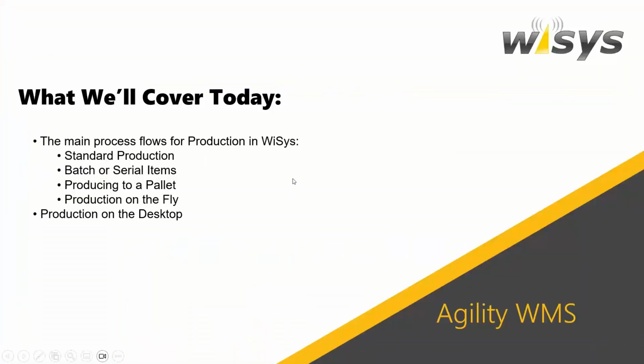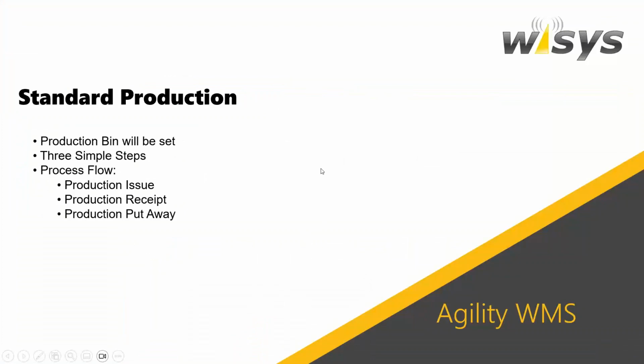So before we do so, let's jump back to the PowerPoint here. So for our standard production process, typically we recommend setting a production bin. That's how I'm going to do the standard and the batch or serial tracked item process today. When we talk about a production bin, we set that in WiSys in your Agility settings. I'll show you that. And what it does is it basically forces that bin in whenever you do your production receipt. We assume those items automatically go into your production bin. And then you would actually do a third step in the process called production put away to take those items from your production bin and put them into inventory.